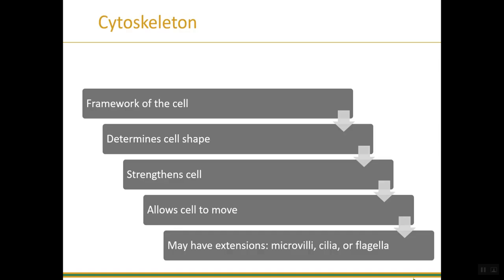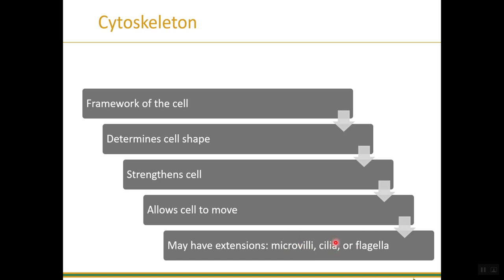And then we have the cytoskeleton. That's on page 42. The cytoskeleton is the supporting framework of the cell. It determines the cell shape, strengthens the cell, it helps with the movement of the cell, and it may have extensions such as microvilli, cilia, or flagella. These are important to know.